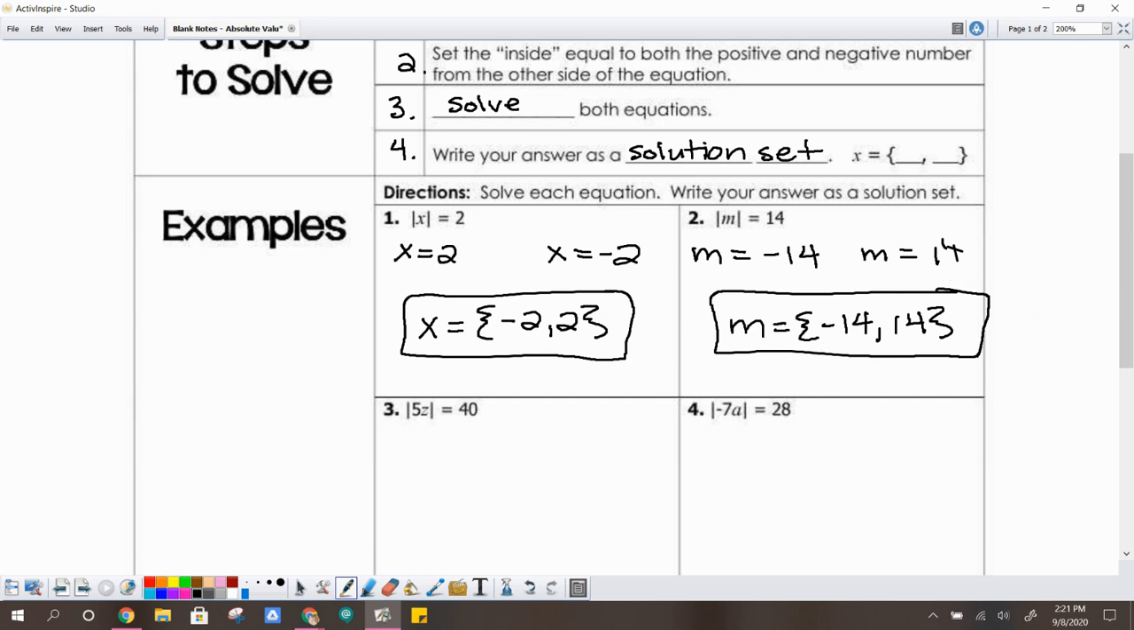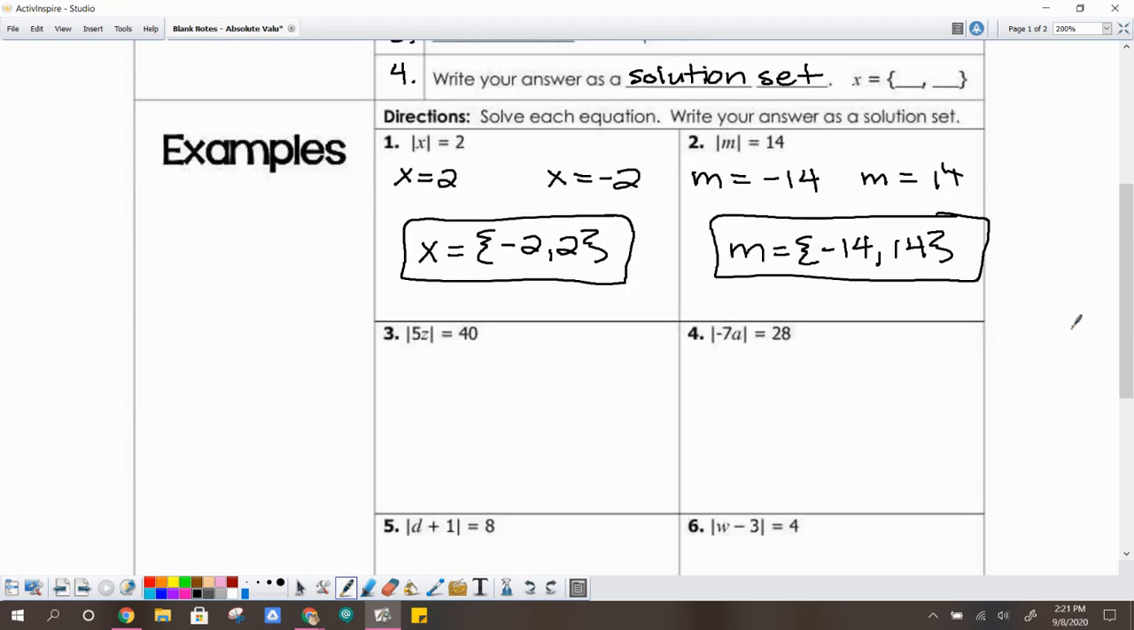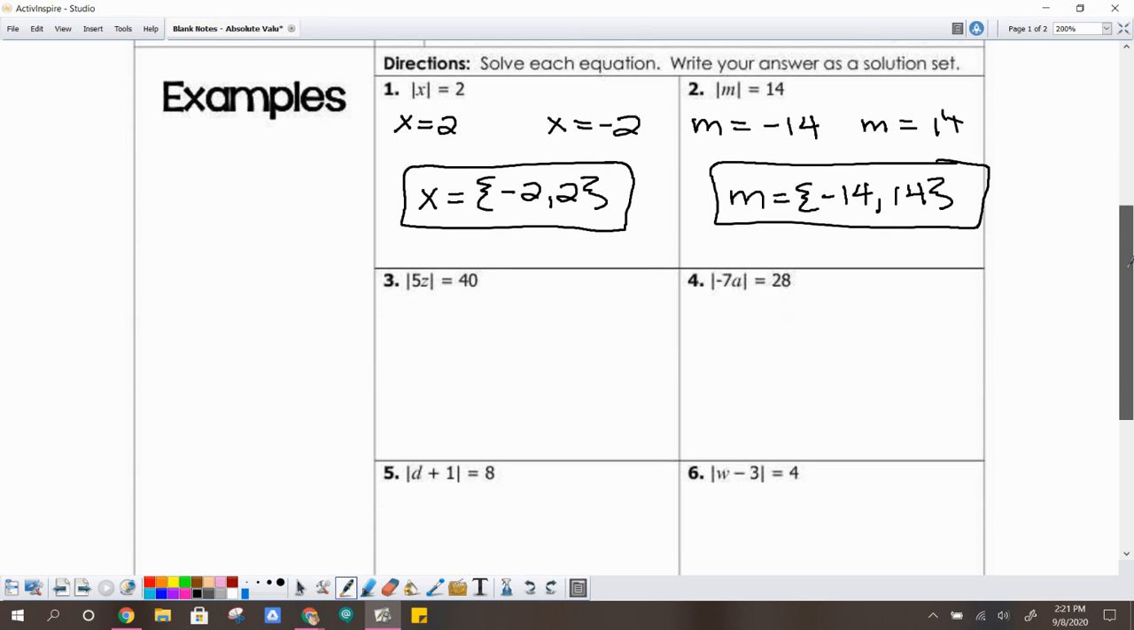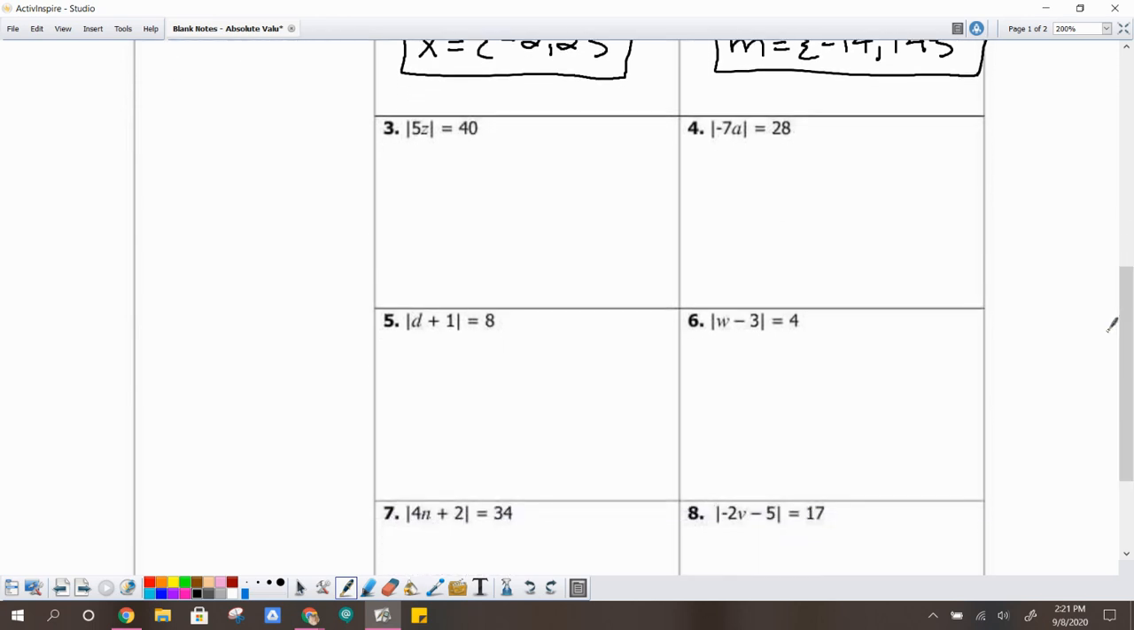So now there are going to be more difficult problems, obviously. For example, number 3 has an extra step now. So we're going to go ahead and solve that. Step 1 is to make sure that our absolute value expression is isolated. And it still is. There's nothing being added or subtracted on the outside here, so we're good. So go ahead to step 2 and set the inside equal to the positive and negative version of the outside. So I'm going to put 5z equals, and then we'll do the negative version, and 5z equals the positive version. And now step 3 is to go ahead and solve both equations.